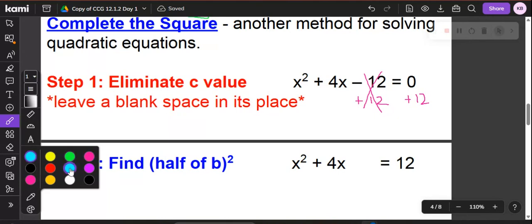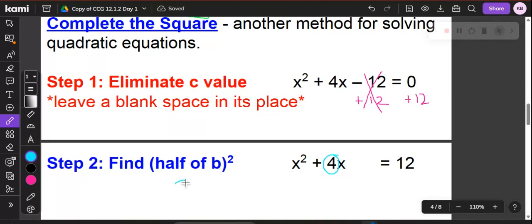We're going to find half of b. My b value was 4. So I'm going to do half of b, right? Half of 4 is 2, and I'm going to square it. So that is just 4 again. Now that's not always going to work out, right? It only works out with 4. But I'm going to take half of this b value, and I'm going to square it.